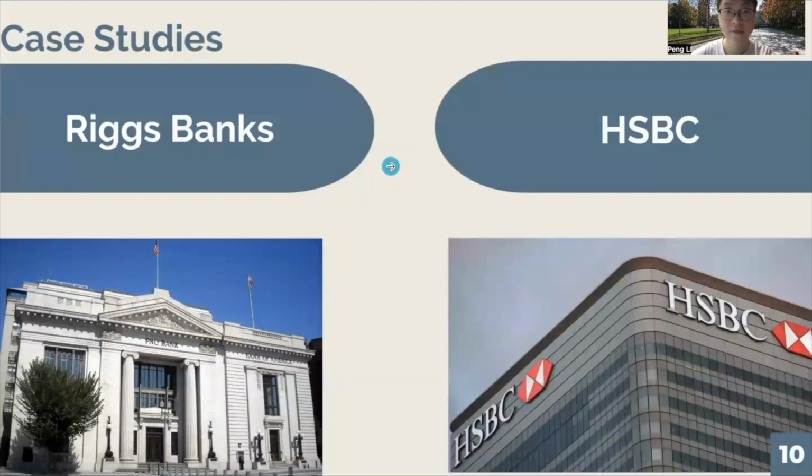In 2004, Riggs Bank was fined $25 million for its negligence in monitoring accounts held by Saudi Arabian diplomats, leading to substantial financial transfers linked to terrorist organizations.